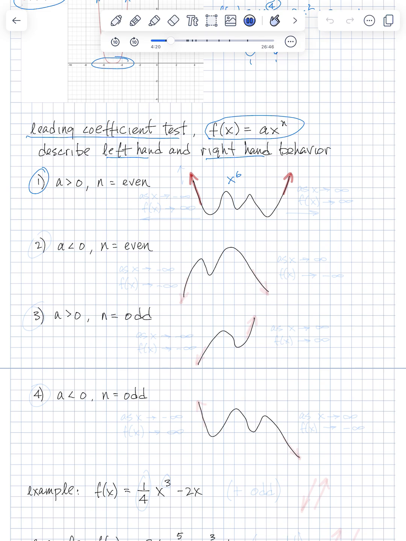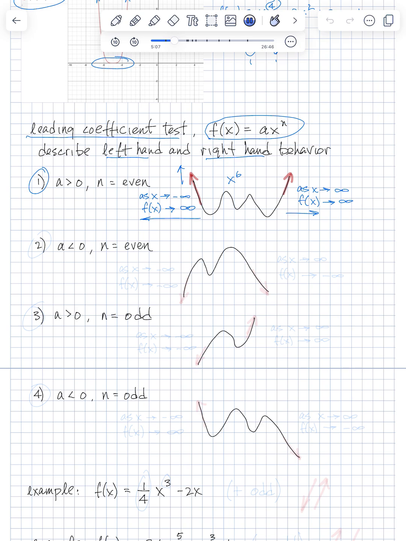So let's look on the left. As x goes to negative infinity, what's happening to the function? As x is going this way, f of x is going to infinity. So f of x keeps going up and up. Then on the right-hand side, as x goes to infinity, this way, what's f of x doing? Well, f of x is still going to infinity.